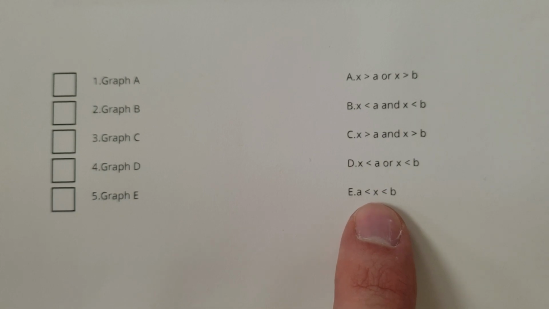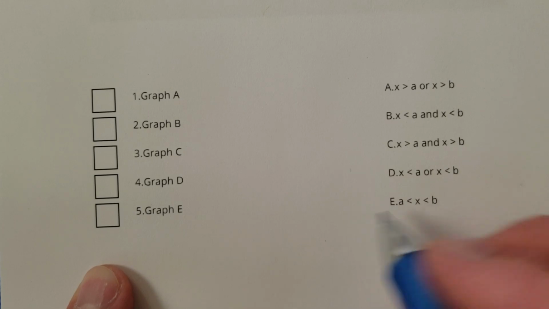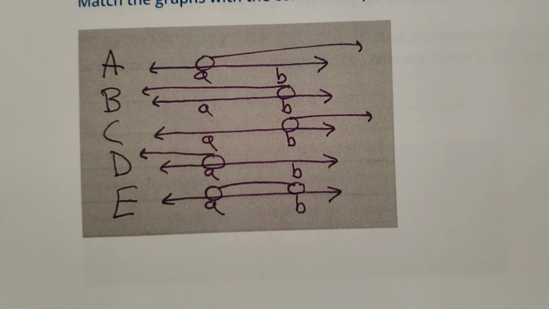So let's see here. X is between A and B. That's going to be a pretty easy one to figure out. Oh, that's E. Okay, we got that one. X is going to be between, oh, okay, so it also matches up with E. Wow, way to shuffle things up. Good job. Graph E is also answer E. Way to shuffle it. All right, what else do we got?